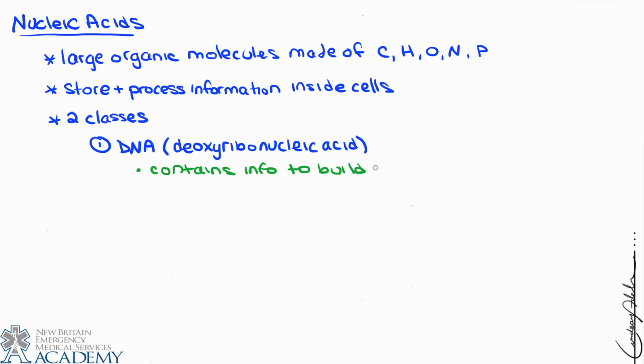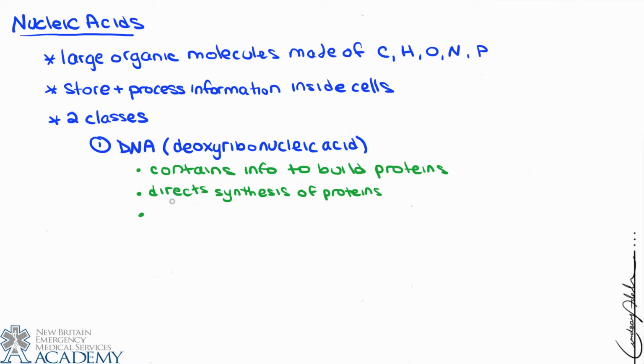So nucleic acids generally are used to store and process information inside of cells, and they break down into two classes. Number one is DNA, which stands for deoxyribonucleic acid. Super long name, but we'll see the breakdown of those individual parts of that word in a couple of moments. So DNA contains information to build proteins, and there are tons and tons of proteins in the human body. And so far, we haven't really detailed exactly what their functions are or where they're located or anything like that, but it's coming up very soon.